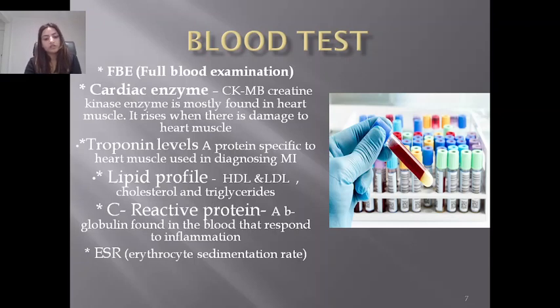And another one is C-reactive protein, a beta globulin found in the blood that responds to inflammation. And the last one is ESR, the erythrocyte sedimentation rate test.